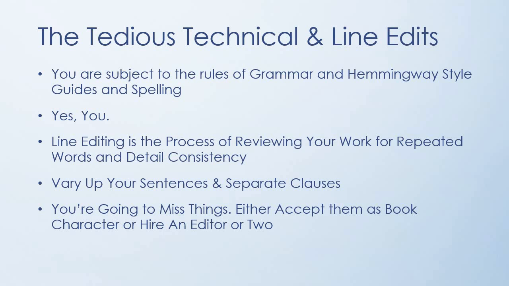Line editing is the process of reviewing your work for repeated words and detail consistency. So if you use a specific adjective a lot, or a specific simile or metaphor a lot, you're going to want to go in there and change them up so your readers don't start doing a drinking game. Detail consistency: name spellings, country names, titles, things like that, and props, whether or not they're holding onto something or wearing a jacket. You've got to make sure that you know where everything goes. It's a lot of stage direction type of thing.